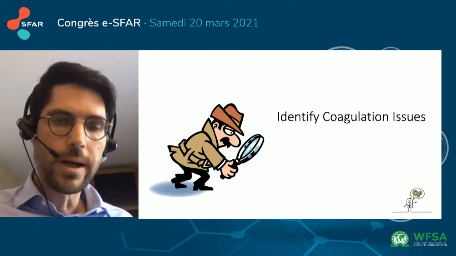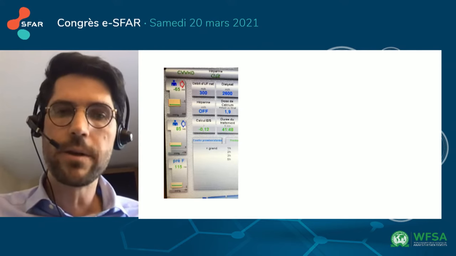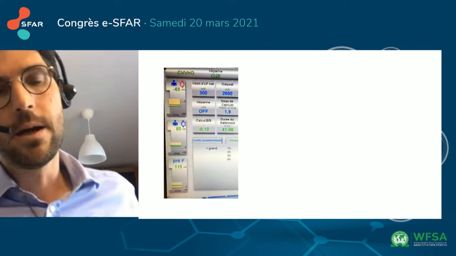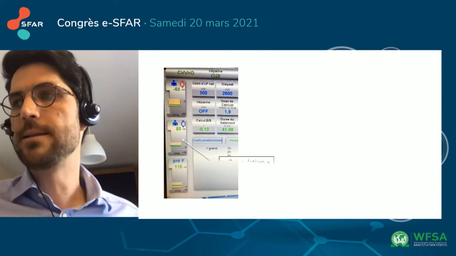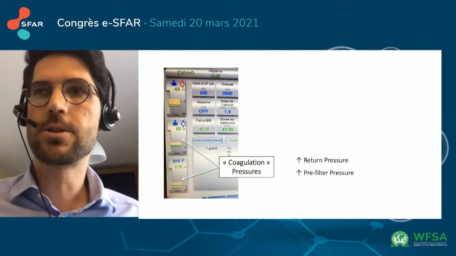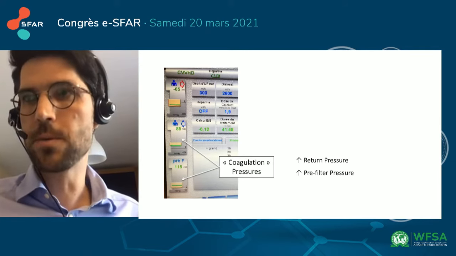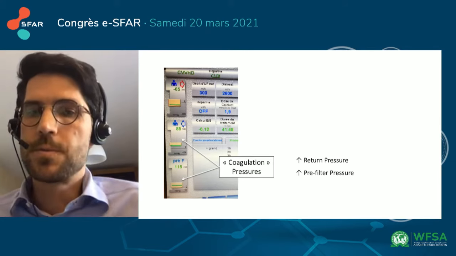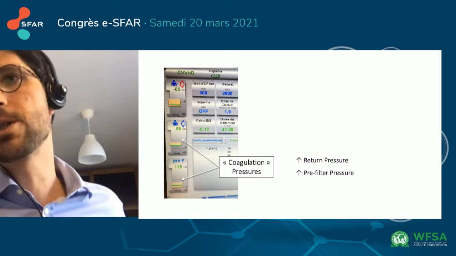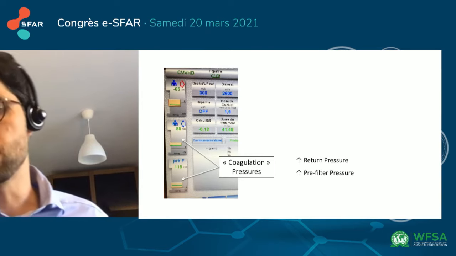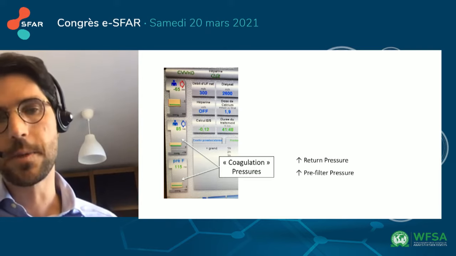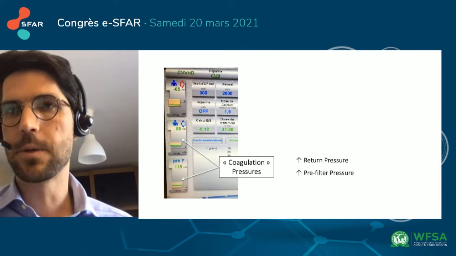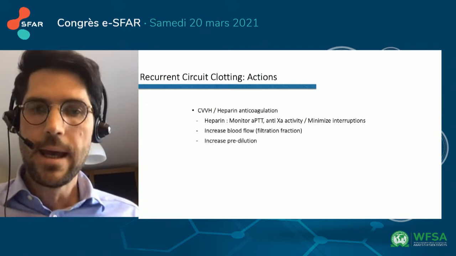So coagulation problems, again, will be very rare in the setting of citrate anticoagulation, but still can happen. And here you'll be looking at some pressure problems when there's coagulation. The most specific is probably the pre-filter pressure and also the venous pressure, which would increase when there is a coagulation in the filter or the second part of the circuit. Next slide, please.